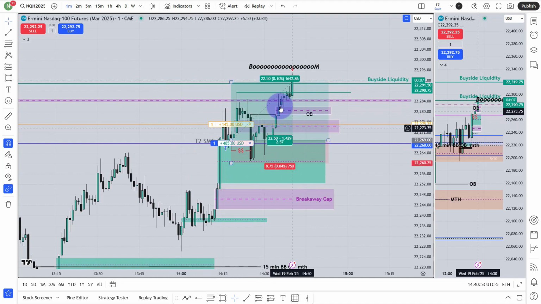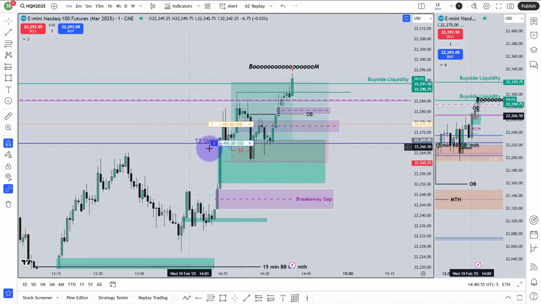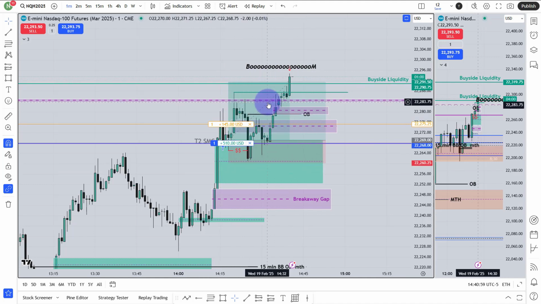I believe that you have learned a lot from here. This is how I read the price action. This is how the precision market or the precise market works.